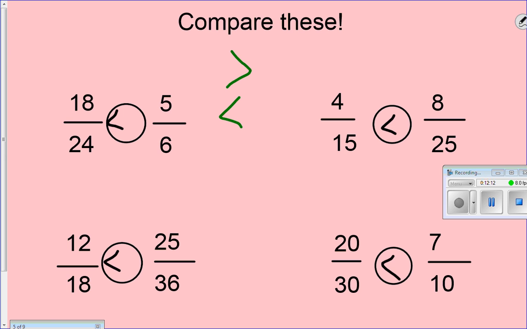All right, very good. Any questions on this? I don't even know in your homework if you're going to have this big of denominators. I'm pretty sure it's going to be smaller ones.